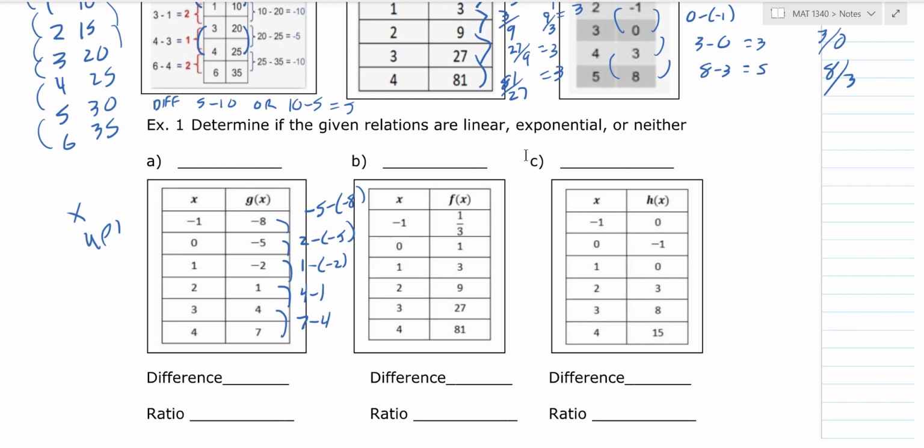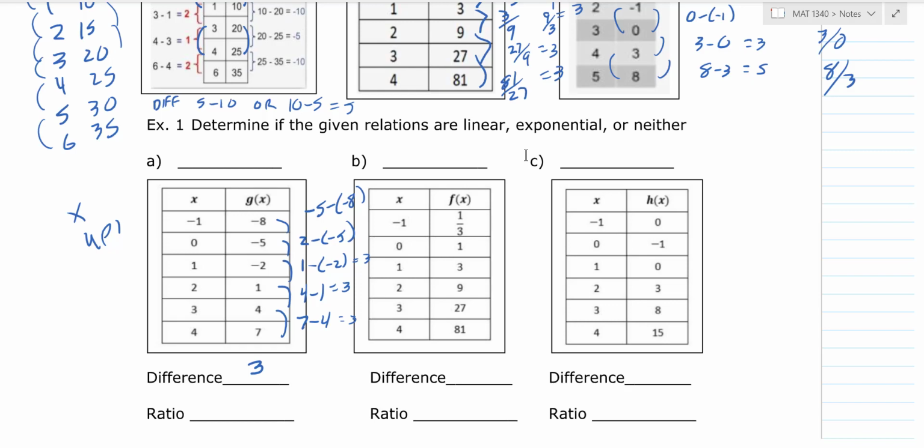7 minus 4 is 3. 4 minus 1 is 3. And even this one, 1 minus -2 is still 3, isn't it? So what you have is a common difference of 3. All right, so is this linear or is it exponential or neither?